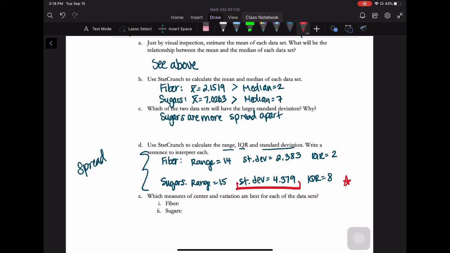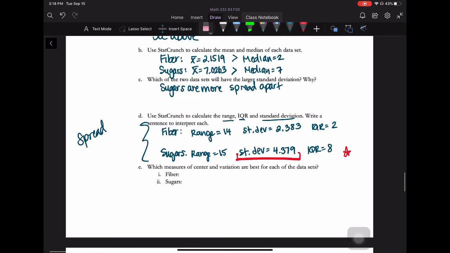Now, which measures of center and variation are best for each data set? Well, that is determined by how something is shaped. If your distribution is skewed, you want to use the IQR. If your distribution is not skewed, if it's symmetric, you want to use standard deviation. That's something that's really important, something that you want to remember. If you have a skewed distribution, you want to use the median because it is resistant to outliers. If you have a symmetric distribution, you want to use the mean.